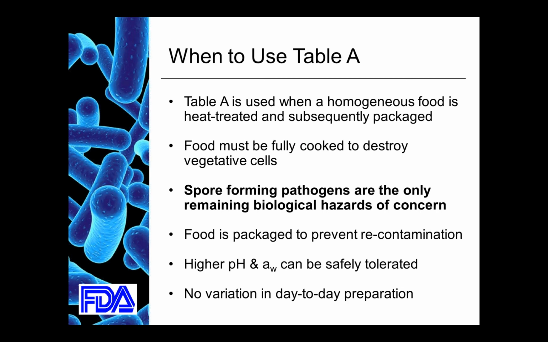So because we only have to control for those three organisms, Bot, perfringens, and bacillus, we have higher water activity and pH allowed without refrigeration. For those situations where it's cooked and packaged, we would allow up to a pH value of 5.6.